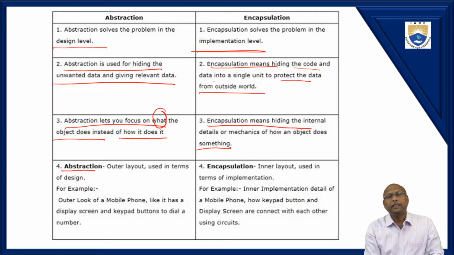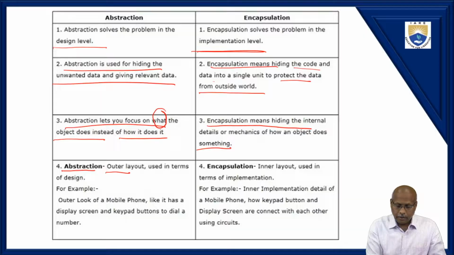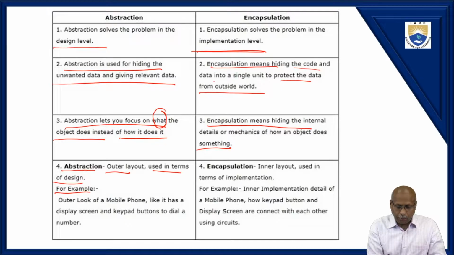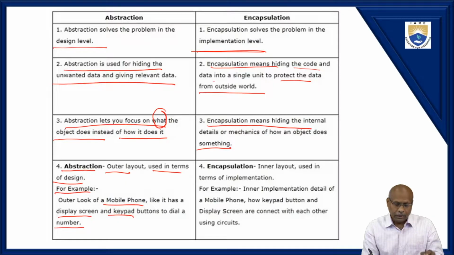Next, the fourth one: outer layout, used in terms of design. The abstraction is an outer layout. That means the beginning stage, which is used in terms of design. For example, the outer look of a mobile phone: it has a display screen, keyboard buttons and dial numbers. So when you are seeing a mobile phone, you are seeing the outer layout, a keypad and the numbers. But how internally they have implemented it, those things we are not discussing.